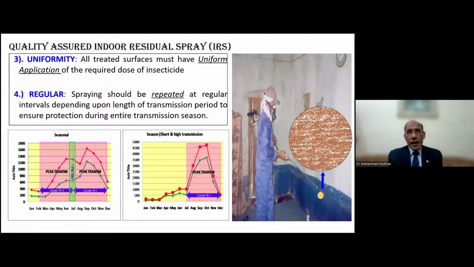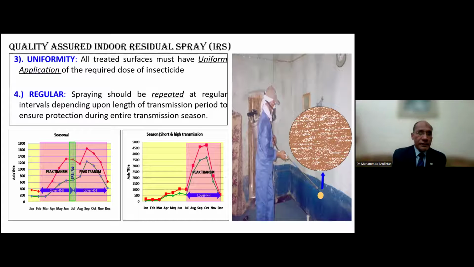And regular. Now, this pillar needs to be revised, because regular means treated at regular intervals depending upon the transmission period. I'll just give you the example of Pakistan. We have 2 or 3 different scenarios of transmission. In some areas, we have a short transmission period where one cycle of insecticide application is enough.